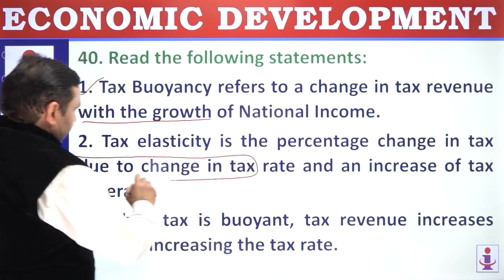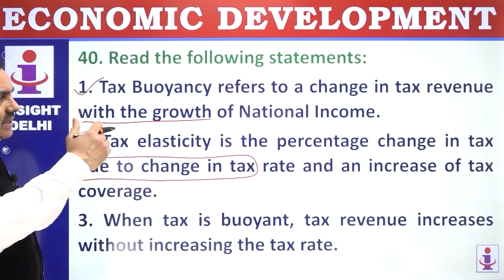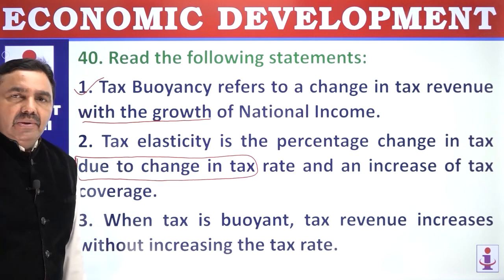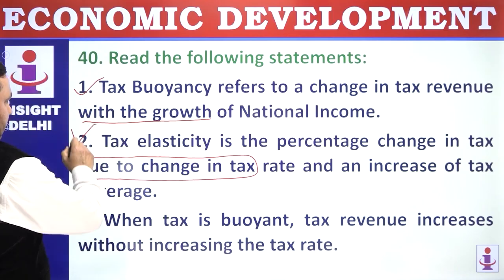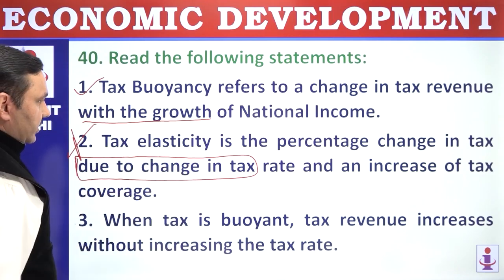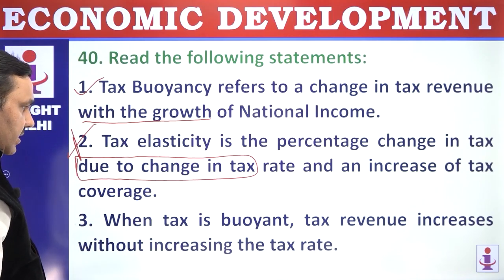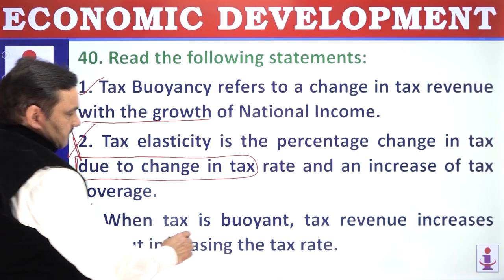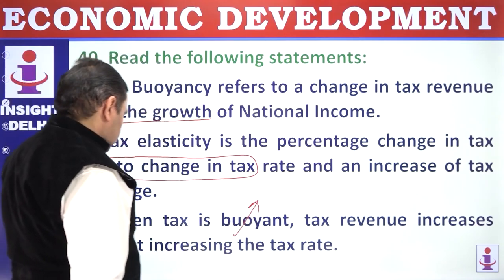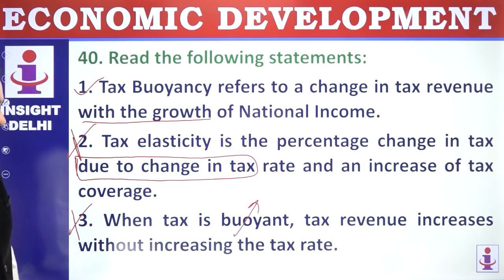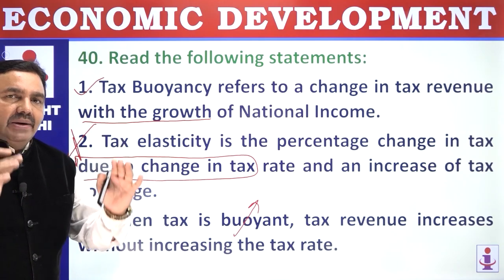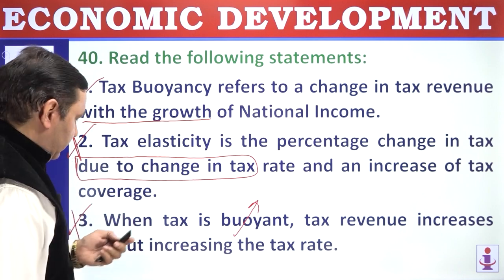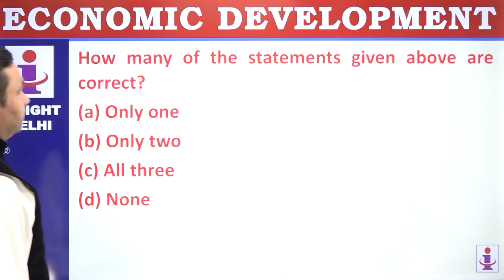Suppose there are 1,000 people paying tax and now national income increases, rate of tax remains same, the income will increase because people are paying more now as a ratio. Elasticity means tax rate remains same. Buoyancy means tax rate can also change. When tax is elastic, tax revenue will increase without increasing tax rates. So buoyancy means tax rate can change. Elasticity means we keep the tax rate at the same level and see what's the impact on income of the government. Only 1 is correct.